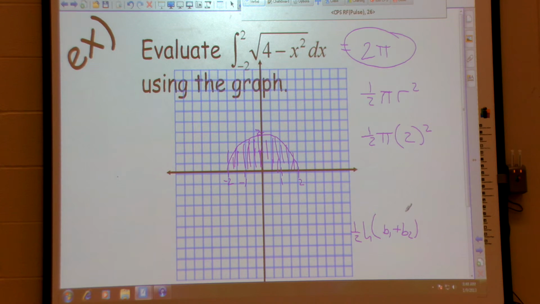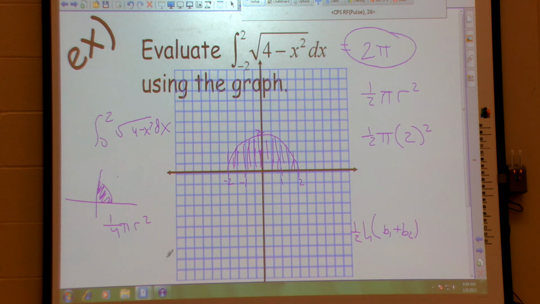Okay. Now, if I change these limits, this interval, it changes the answer. So, for instance, that was from 0 to 2. That would only be a quarter, right? Which you then do 1/4 pi r squared. Yeah? So we've got to use a little thinking. This is just basically geometry. We graph it and then use what we know to find that area. Questions?